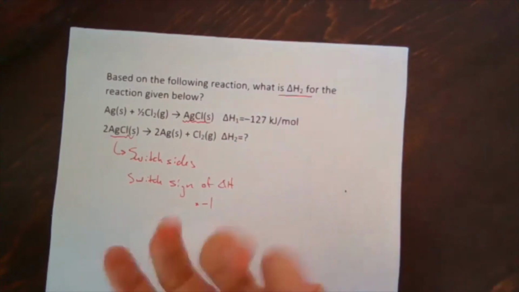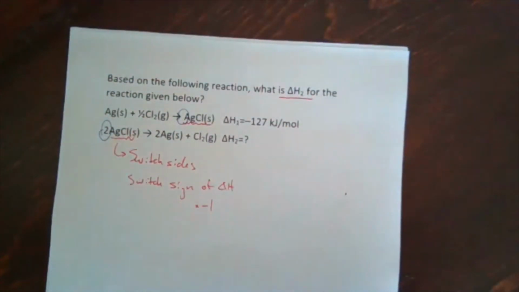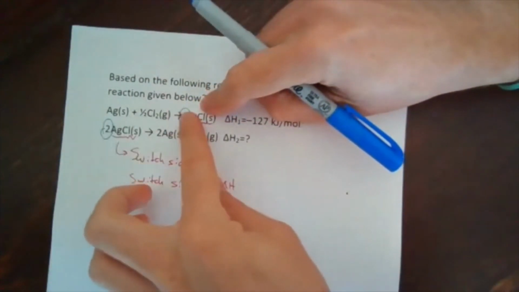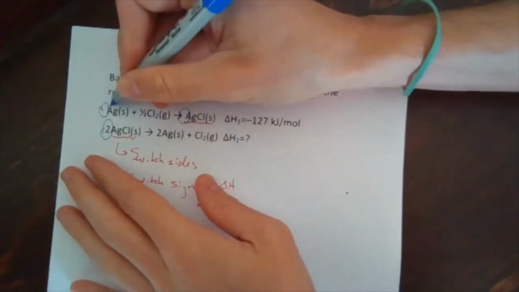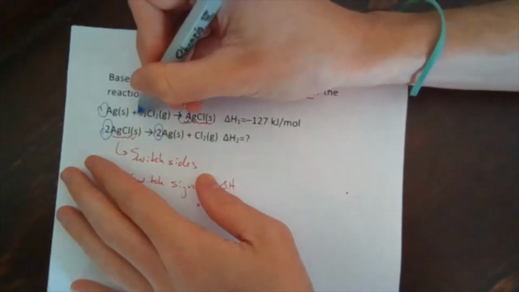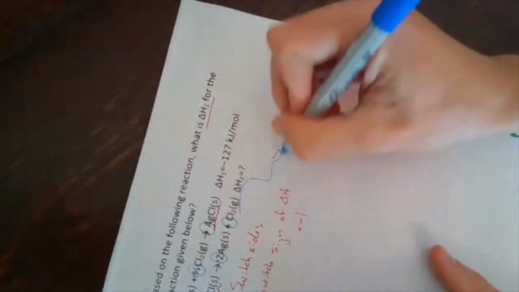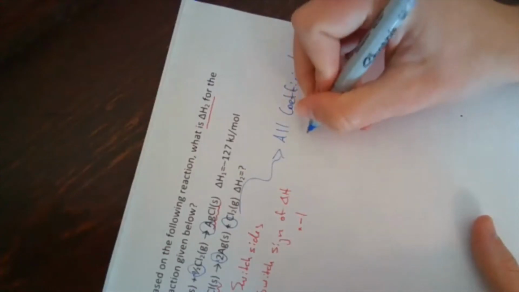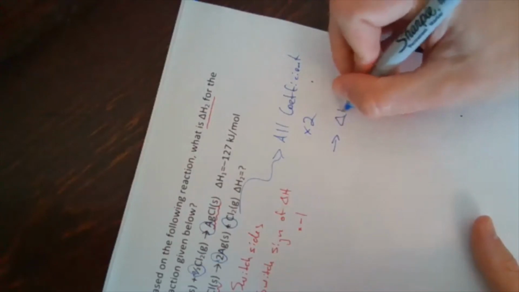The other thing we can see is that not only is the silver chloride on a different side of the reaction, it also has a different coefficient in front of it. Here it has a 1, here it has a 2. And so that'd be 1 times 2 to give you 2, and you can see this is actually consistent for everything. The 1 in front of the elemental silver becomes 2. The 1/2 in front of the chlorine becomes 1. So what we can see is that all coefficients are times 2. So what that means is we want to do delta H1 times 2.